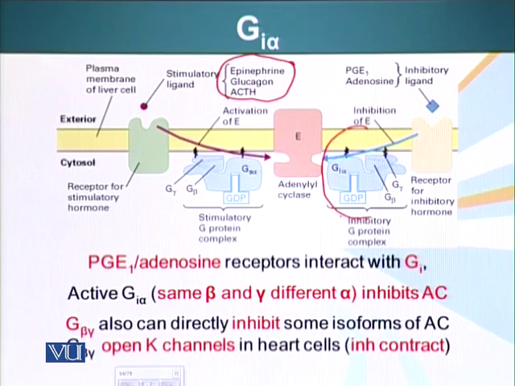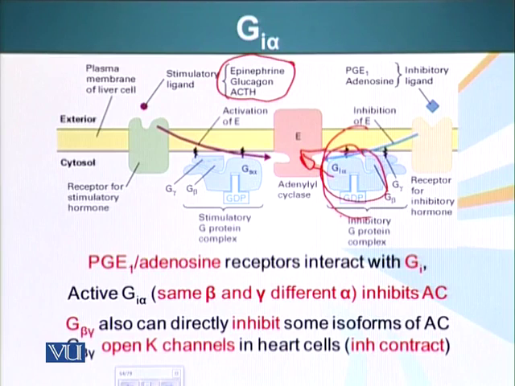These receptors, once they bind their ligand, activate the G protein. Once this G protein becomes activated, the alpha subunit dissociates from beta and gamma, interacts with an adenylyl cyclase and inhibits it. So adenylyl cyclase, if it was making cyclic AMP molecules, now will stop making cyclic AMP molecules. Active GI proteins have the same beta and gamma subunits but different alpha subunits.